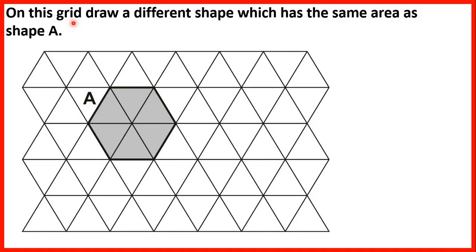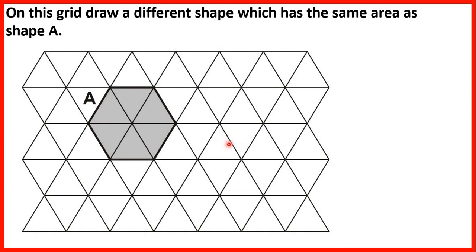On this grid, draw a different shape which has the same area as shape A. So remember, the area of a shape is how much space it takes up or how much stuff there is in it. So we can see that the area is 6 triangles because we have 6 triangles within the boundaries of the shape.